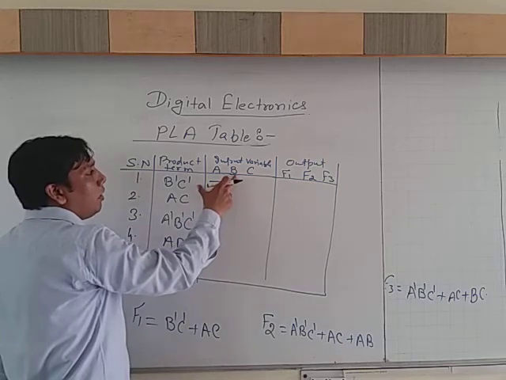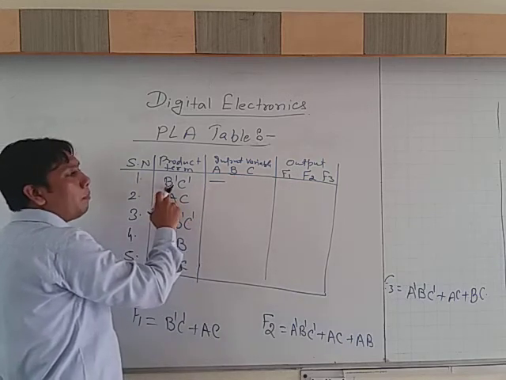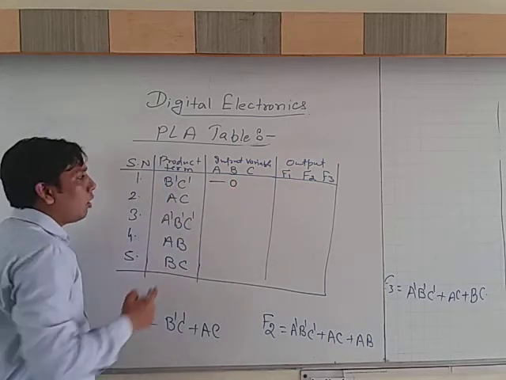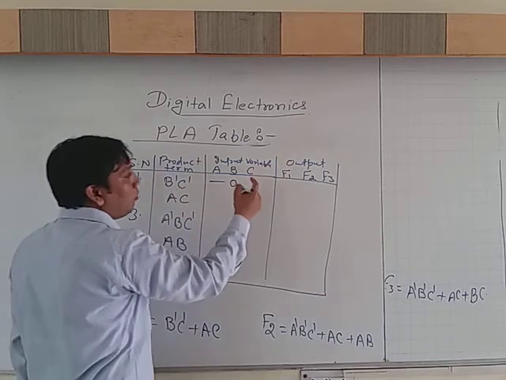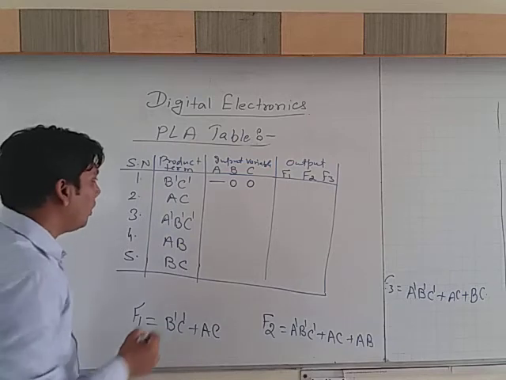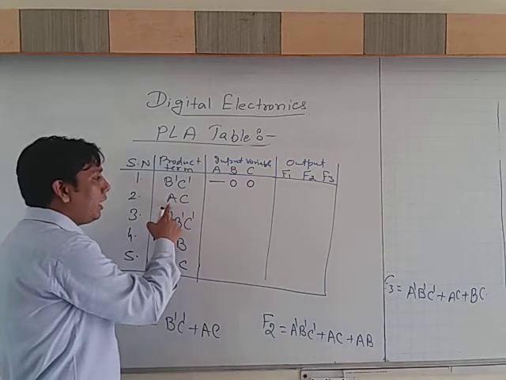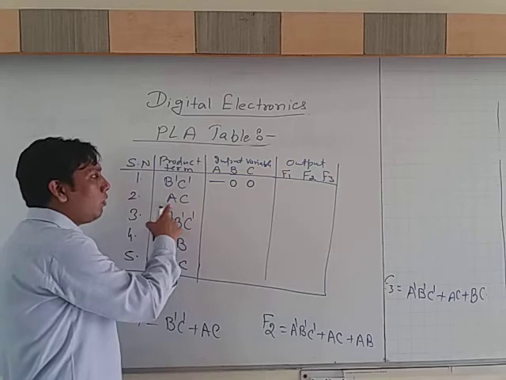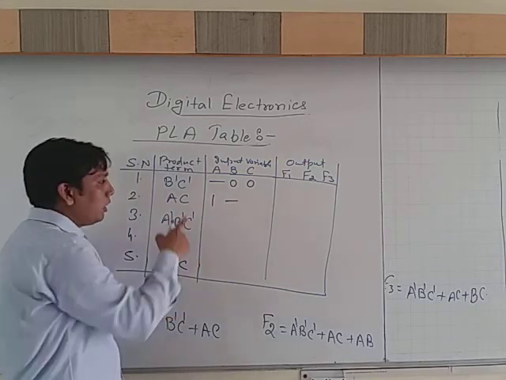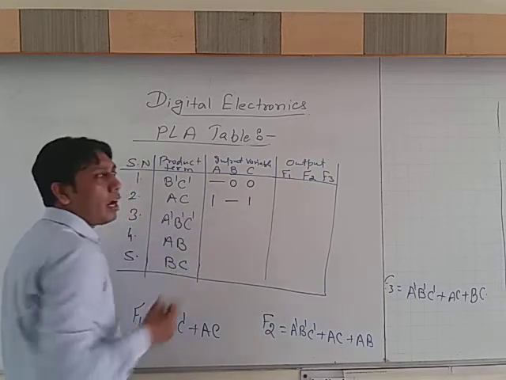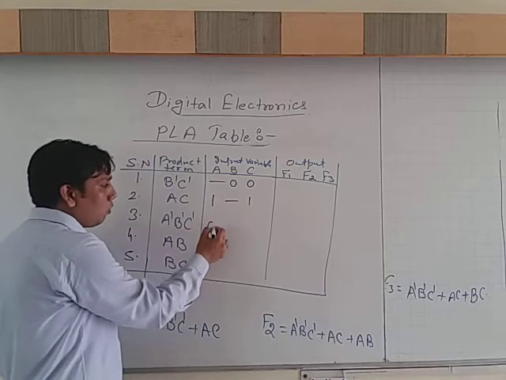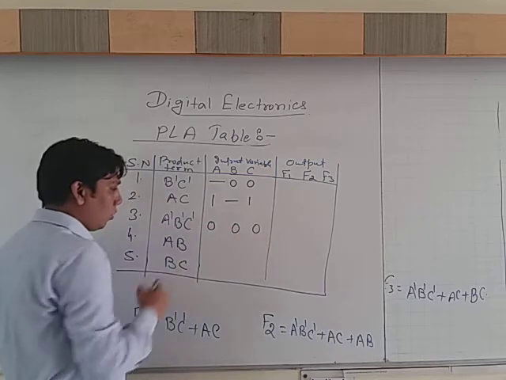In this term we have B as a complement form, so we will put 0 in B's column. C is also complemented form, so in C column we will put 0. In the same way, A has actual value, so we will put 1. B is not there, so we will put a dash. C is in actual form, so we will write 1. Here all these 3 are in complement form, so we will put 0, 0, 0.